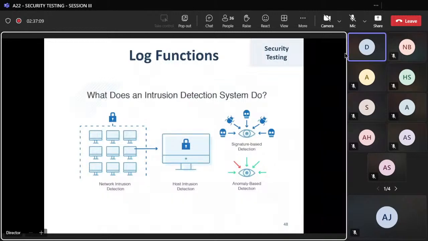And what does an intrusion detection system do? Basically, you'll have the network-based intrusion detection system and the host-based intrusion detection system. In most cases, the network intrusion detection system will be a hardware kind of thing, and the host-based intrusion detection system will be a software-based one. And we do have signature-based detection and anomaly-based detection, where any kind of deviation can be detected as a potential intrusion.